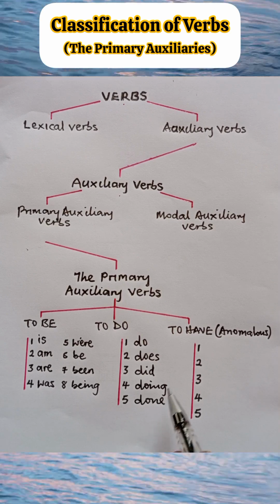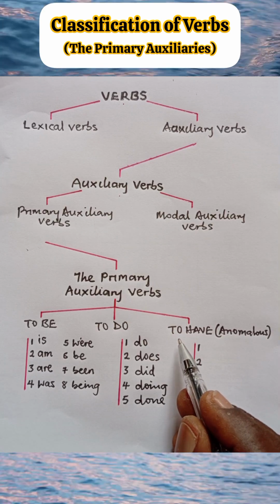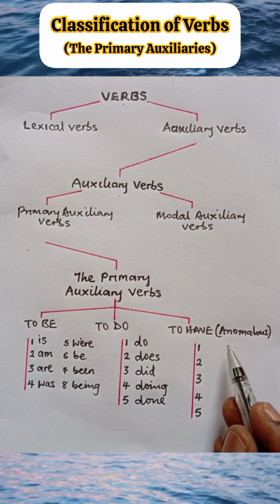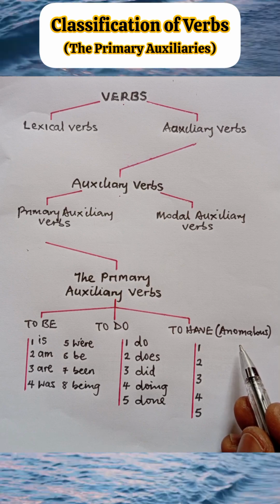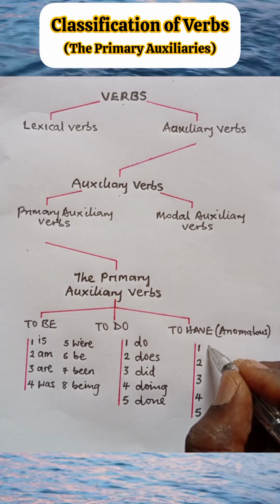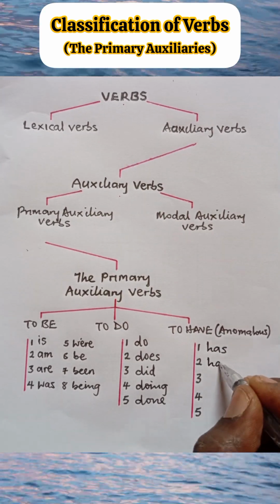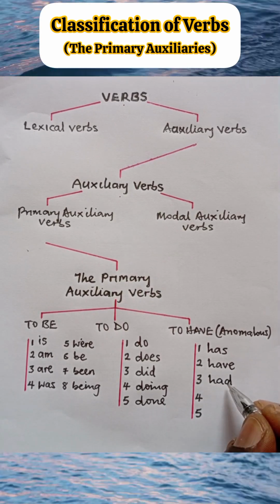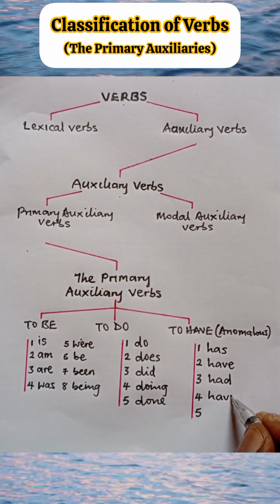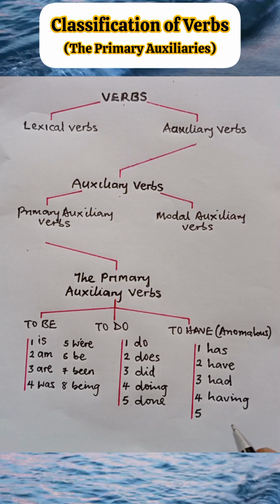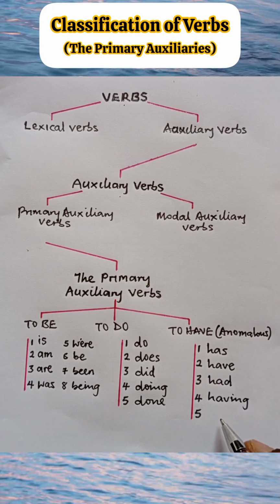So we move on to the primary auxiliary verbs to have, also known as the anomalous verbs. The verbs to have are has, have, had, also having. This number 5 should be on hold. We'll come back to it.